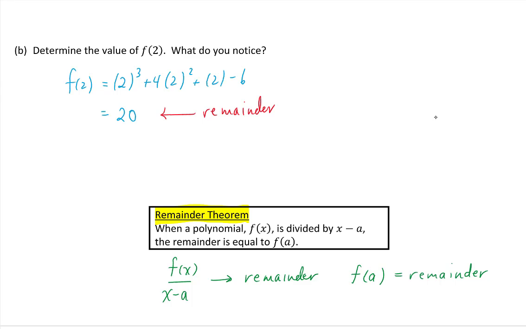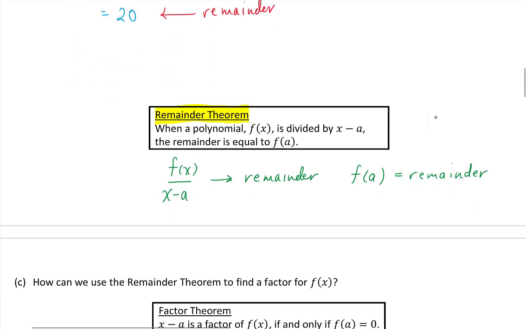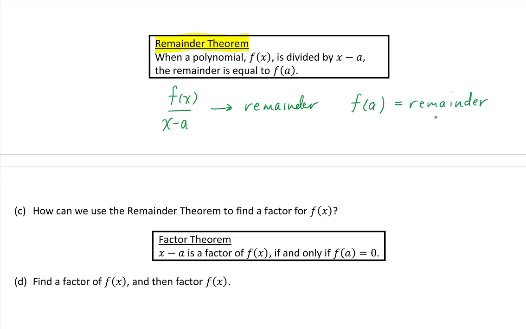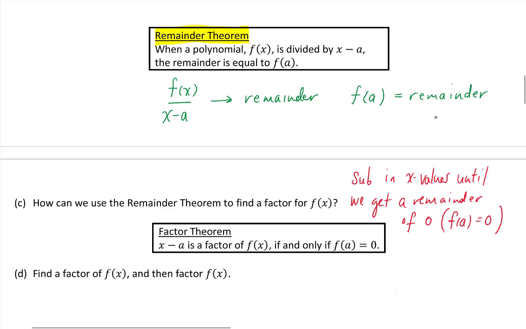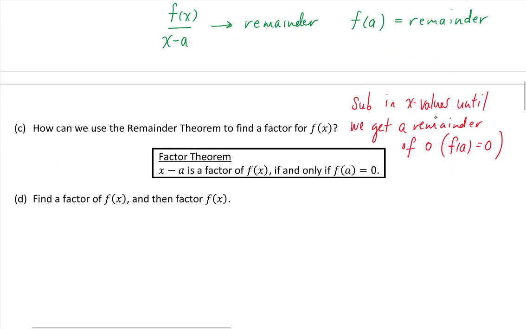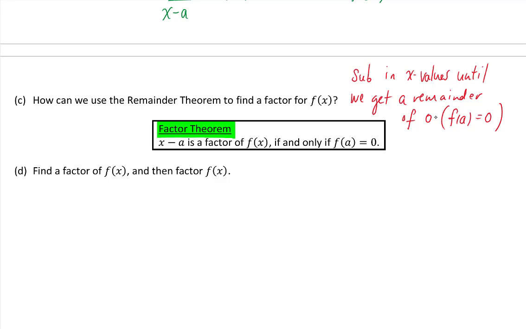So why is this important? With the remainder theorem, we can now find factors of f of x. So how can we use the remainder theorem to find a factor? We can sub in x values until we get a remainder of 0. And this leads into what we call the factor theorem. The factor theorem states x minus a is a factor of f of x if and only if f at that x value is equal to 0.